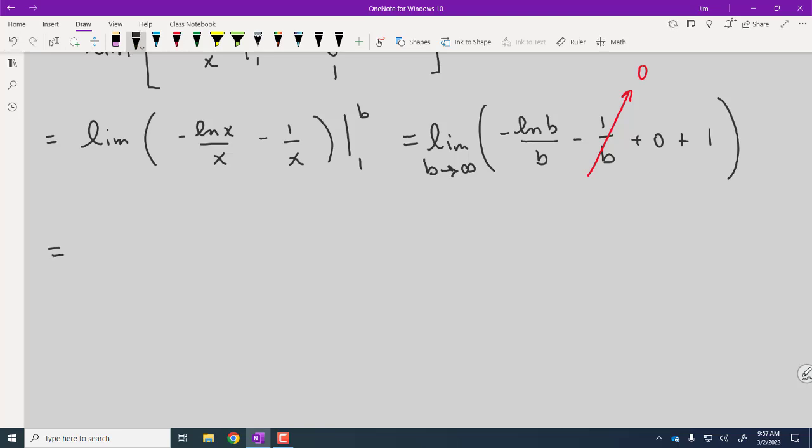L'Hopital's rule says that if you have a quotient of functions and you can't evaluate the limit, consider the quotient of tangent lines. So we're going to take the derivative of the numerator, which is 1 over b, and the derivative of the denominator, which is just 1, and we have that. And that one is evaluatable. When b goes to infinity, where does this fraction go? 0. So that whole thing's going to go to 0. And so then we're going to end up with 1.